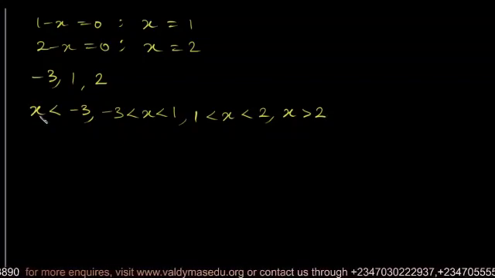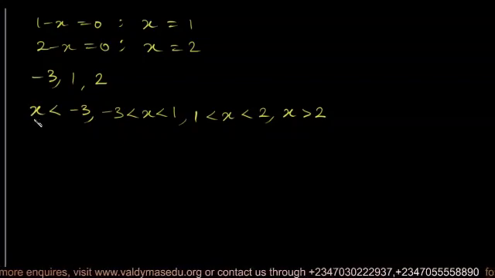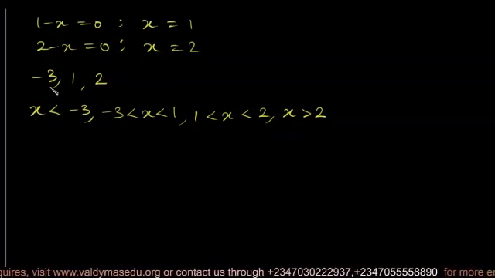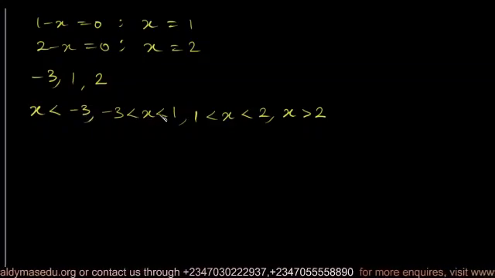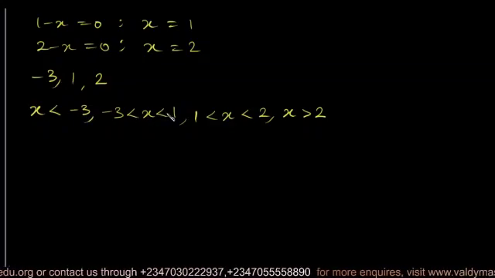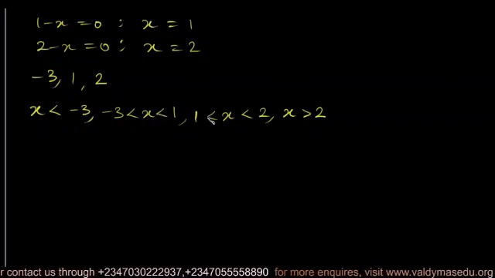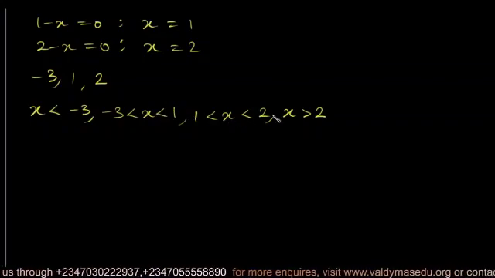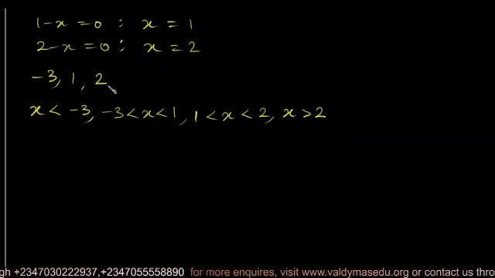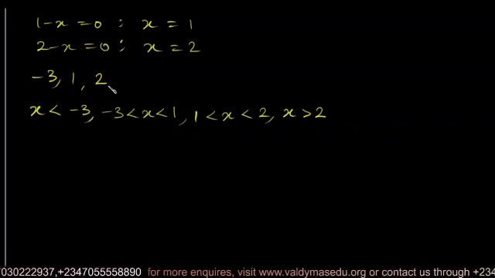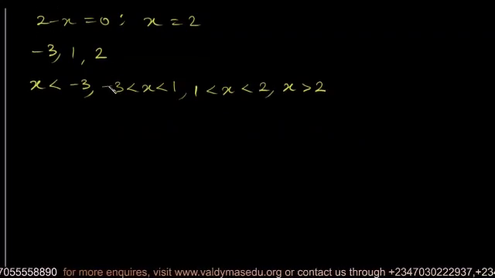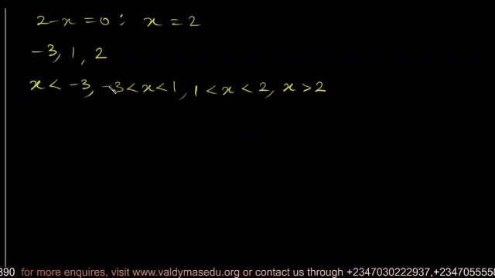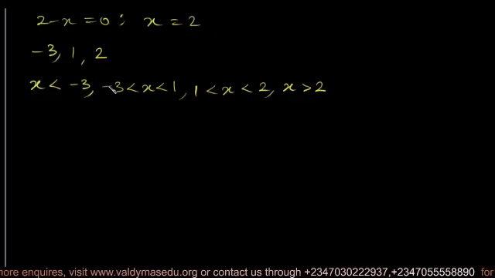So I will recap. x will always be less than the smallest number. Then we write the number less than x, less than the following number, that is 1. Then 1 less than x, less than the following number, which is 2. After exhausting the numbers, x will be greater than 2. Now, after doing this, we will do the sign table.